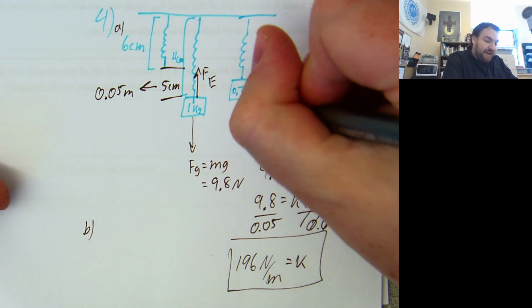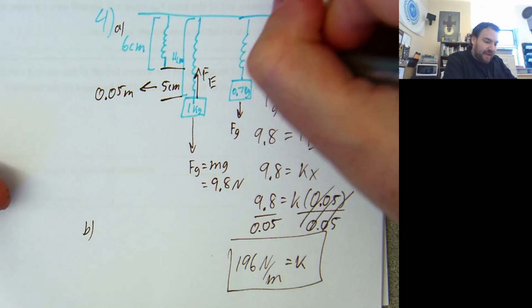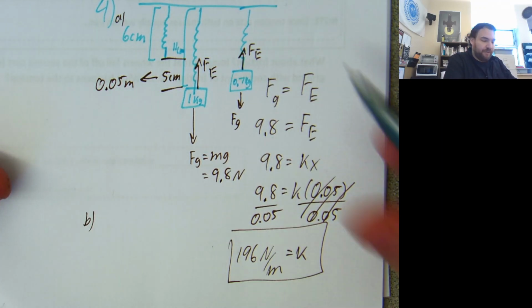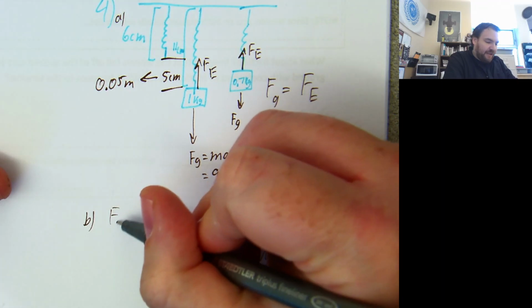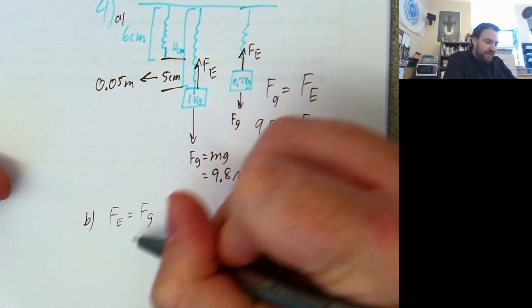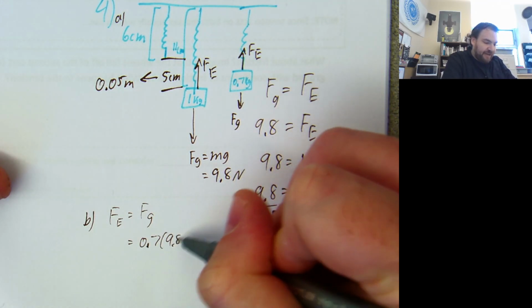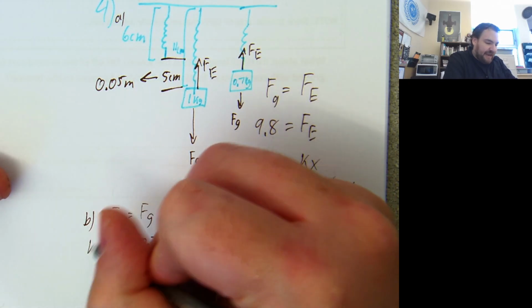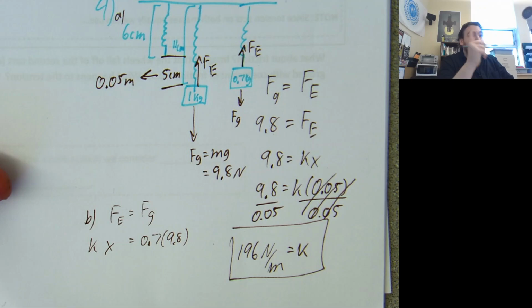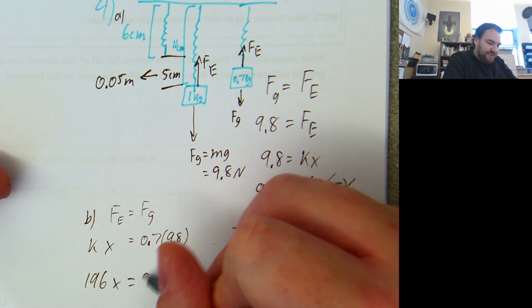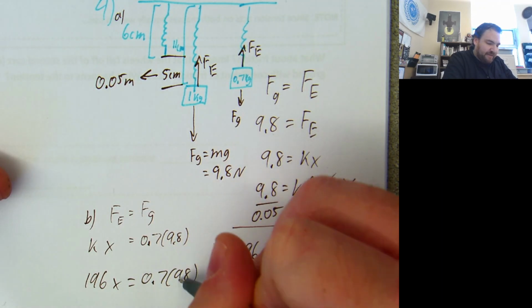If I draw the free body diagram here, I'm going to have Fg, and we're going to have Fe. Those are going to be equal. So in part B here, I've got Fe equals Fg. Fg is going to be mg, so that's going to be 0.7 times 9.8. And Fe is going to be kx, and we know what the value for k is. K is 196. That was the whole point of part A. So 196 times x equals 0.7 times 9.8.